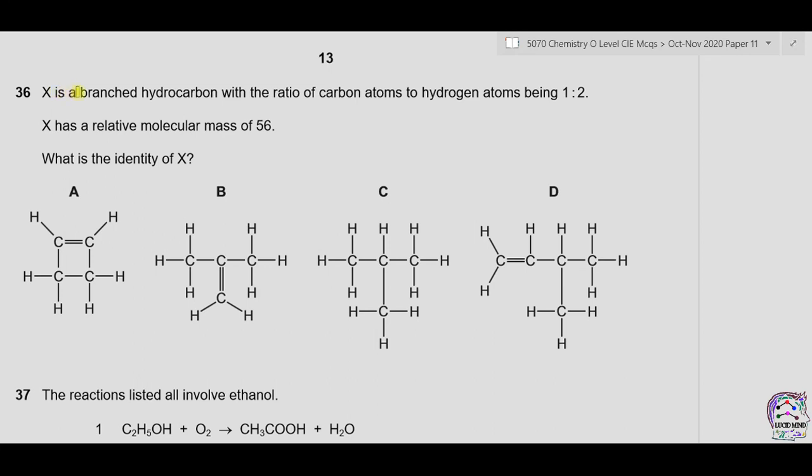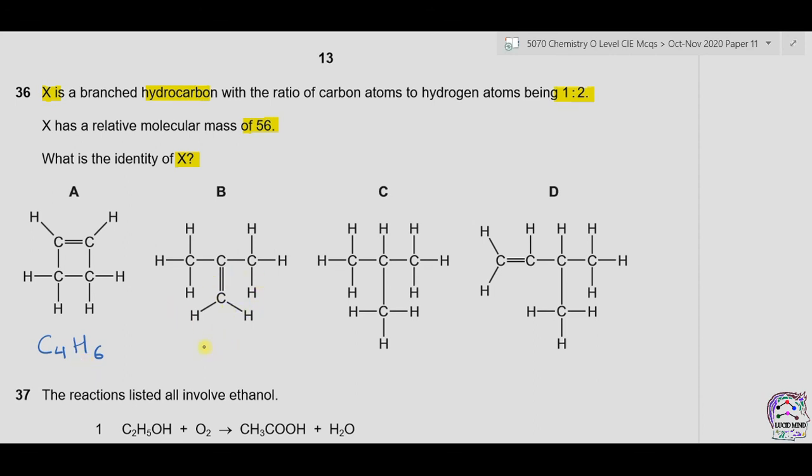Question 36. X is a branched hydrocarbon with the ratio of carbon atoms to hydrogen atoms being 1:2. X has a relative molecular mass of 56. What is the identity of X? Let's find the number of atoms of carbon and hydrogen. In A we have 4 carbon atoms, so we can write C4. And there are 6 hydrogen atoms, so H will be 6.